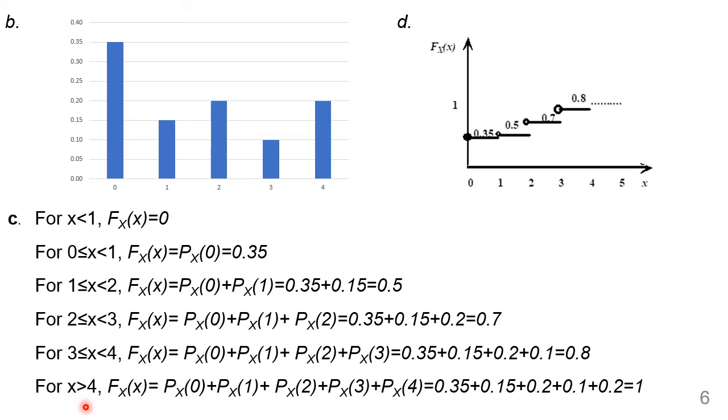For all values of x greater than 4, we have Px of 0 plus Px of 1 plus Px of 2 plus Px of 3 plus Px of 4, that gives us 0.35 plus 0.15 plus 0.2 plus 0.1 plus 0.2, that is equal to 1. That is being plotted here. For all values of x greater than 4, this value is equal to 1.